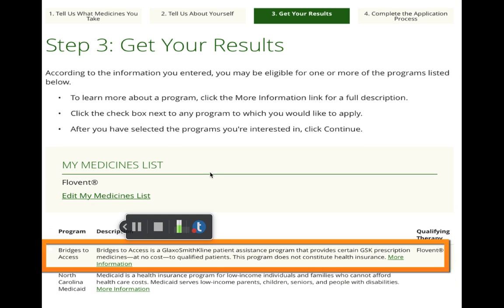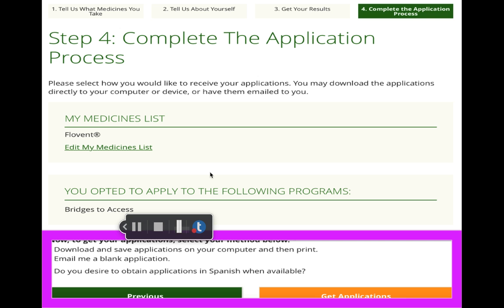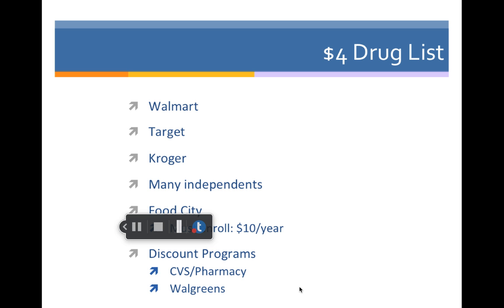Then in North Carolina, my options were a little bit slimmer. So again, because my eligibility for financial information was so low, I'm eligible for North Carolina Medicaid and then eligible for the PAP program as well. So I selected that I wanted to download information for the PAP, or Bridges to Access. And then they provide tools for me to actually start the application process. So it has options for me to download it. It has options for them to email it to me. And then if you see this orange button down here, Get Applications, it provides that manufacturer PAP to the patient.